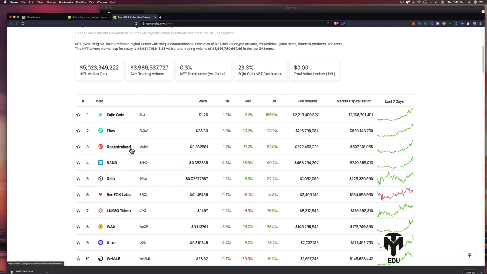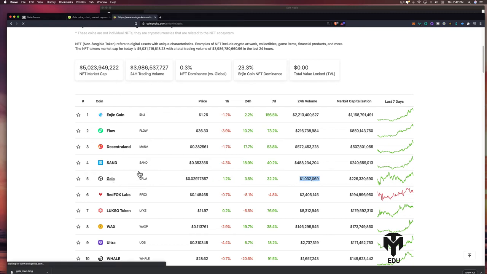Decentraland has been around forever, and their market cap is 572 million. Gala's already over... I'm sorry, that's the volume. 507 million right here for Decentraland. Gala is already half of that, 226 million market cap. We are in so early. It's got an hourly volume of over $1 million.